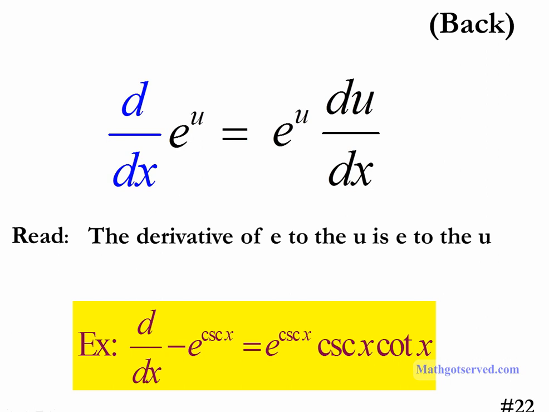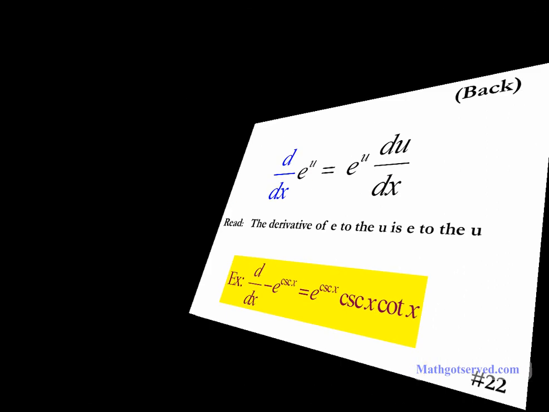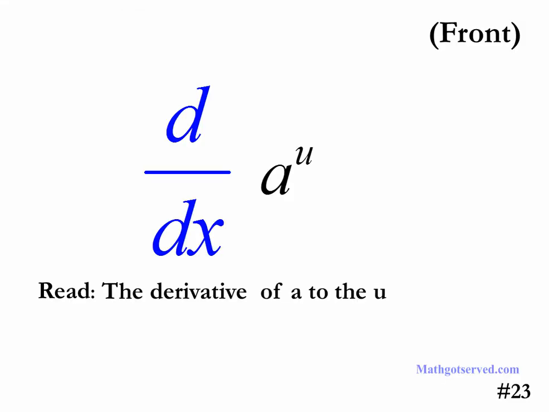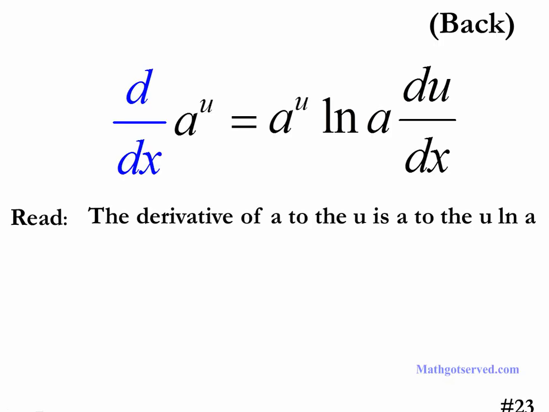An example illustrating the derivative of the exponential function e to the u. Formula 23, we have the derivative of a to the u, okay? The derivative of a to the u is a to the u ln a du dx.